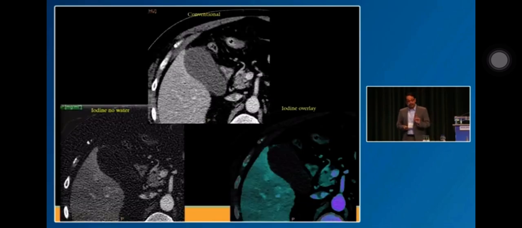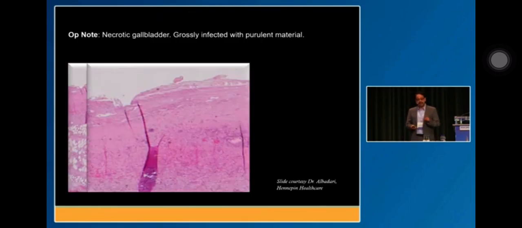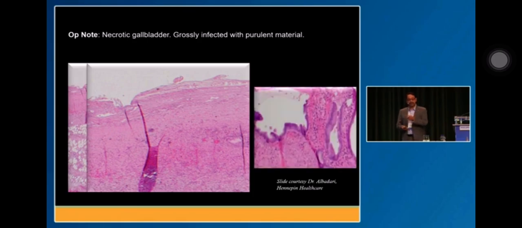But there is more. On the same case, you look at the gallbladder wall on the iodine map, and there is no uptake of iodine in the gallbladder wall. This is a necrotic gallbladder, which was confirmed on surgery. And on path, you can see the gallbladder mucosa is completely denuded. Now, for those of you who are histologically challenged like me, that's the normal gallbladder mucosa.